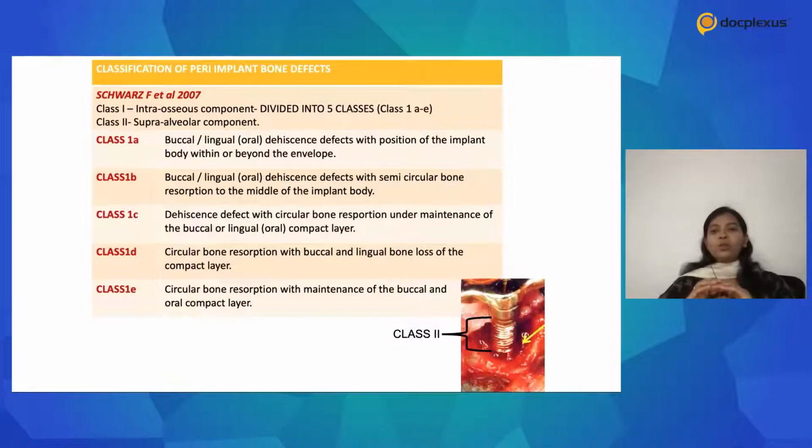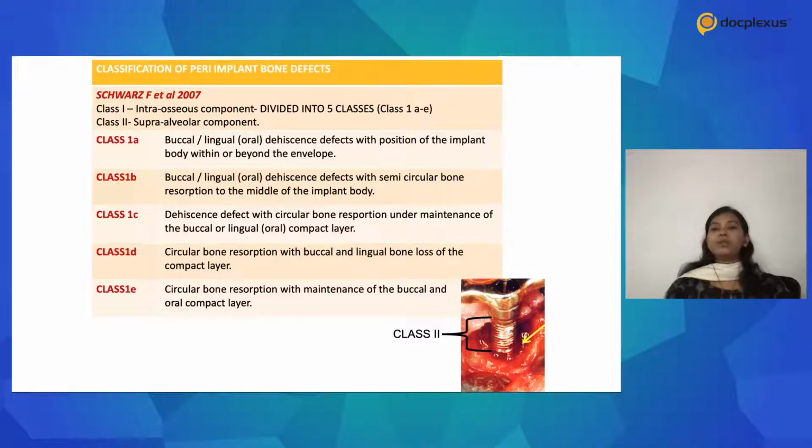So once you're done with the superficial type of diagnostic parameters, that is the presence of plaque and calculus, presence of bleeding on probing, presence of exudate, next, you go to the important parameter where you open up the flap and check out what type of defect it is going to be. So peri-implant bone defects, according to Schwartz et al., are classified into two major classes. One is your class 1, the other is your class 2.